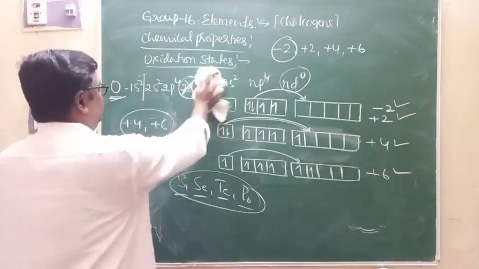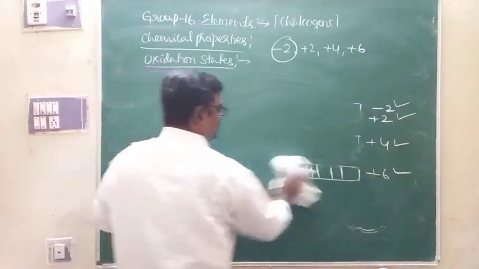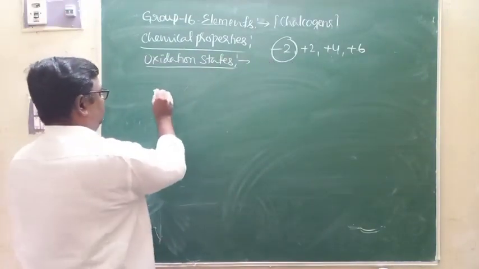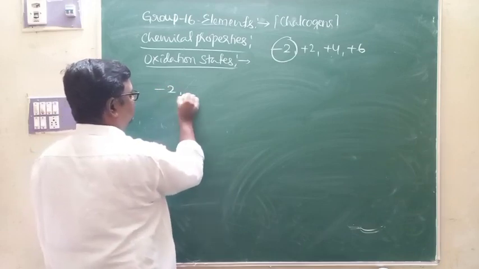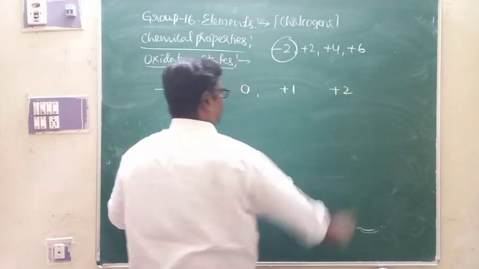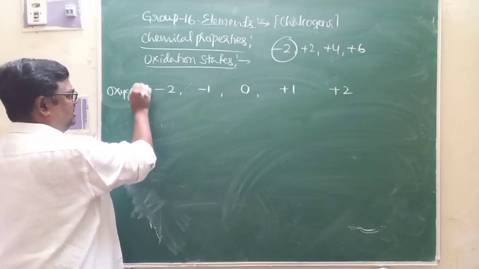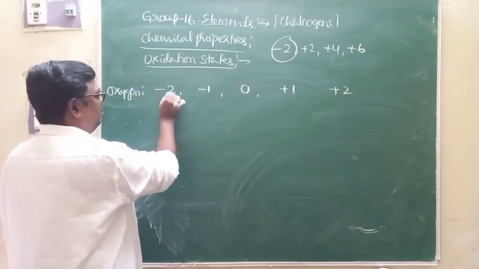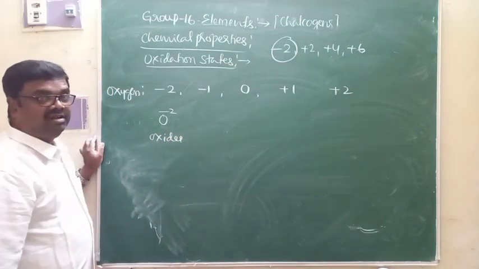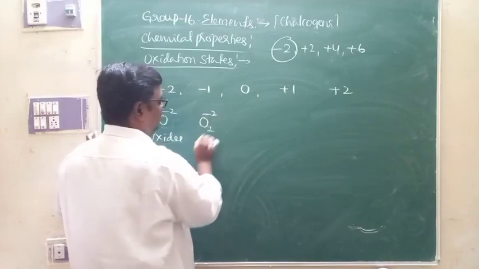And of course, as far as oxygen is concerned, look at this. Oxygen will have oxidation states of -2, -1, 0, +1 and +2. These are the possible oxidation states for oxygen. In oxides, oxygen has an oxidation state of -2. In the case of peroxides, look, this is peroxide.